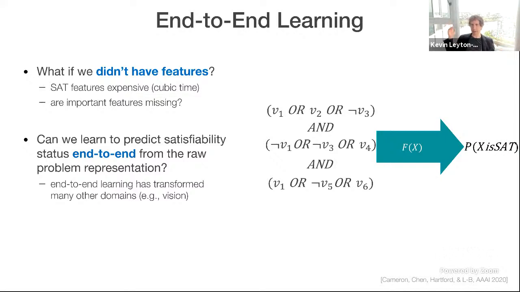Then I would have come up with something completely different. What if something else is also really good and I didn't have that? How would I ever know? Well, these days, the whole learning landscape has changed from using features to end-to-end learning using deep learning, and has really transformed the state of the art in a lot of different ML applications. So we became intrigued by thinking about whether we could predict satisfiability status end-to-end, taking raw problem representations as inputs, just as has been possible in other domains.